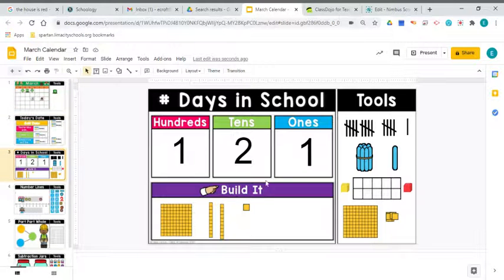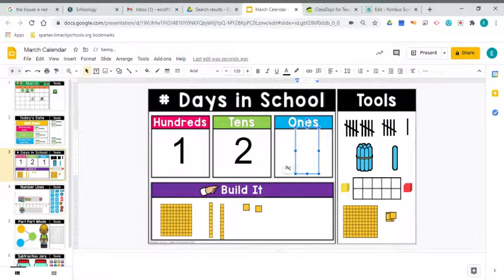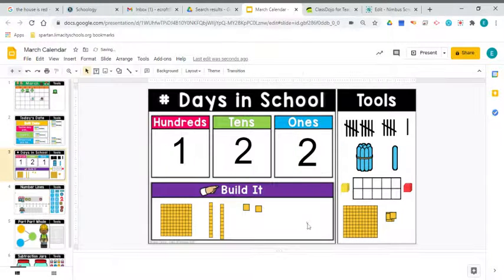Counting our days in school. Time to add another one. There we go. We have one 100. There's our 100. Two tens. There they are. And instead of one one, now we have two ones. 122 days of school. So we've got 100, 110, 120, 121, 122. All right.